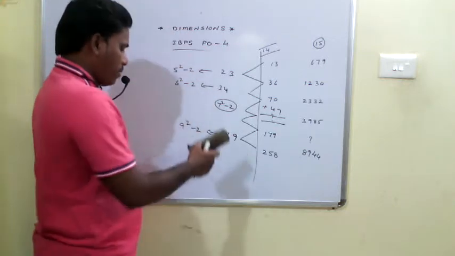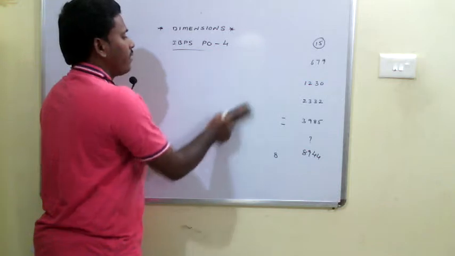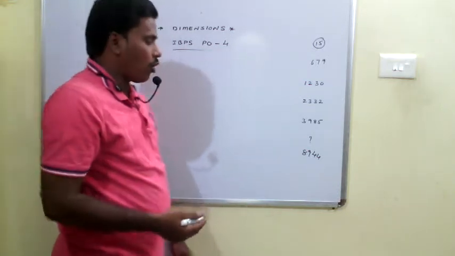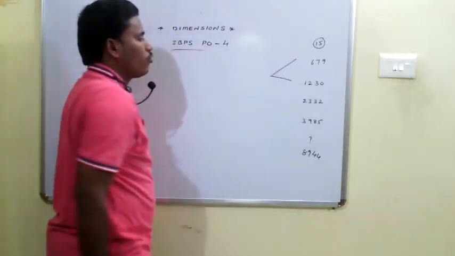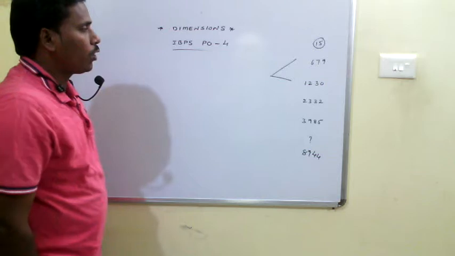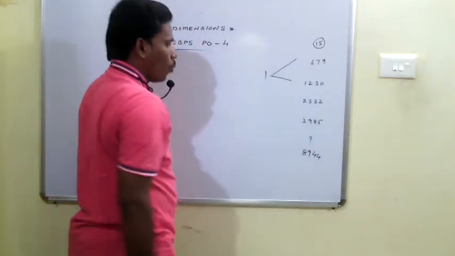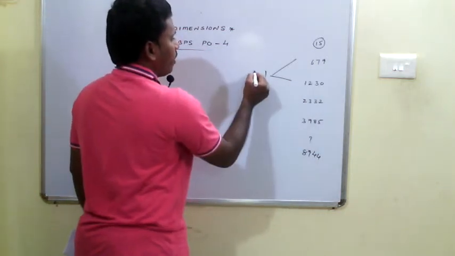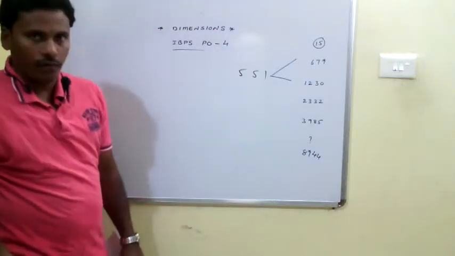Okay. Whereas coming to the 15th one, that is given like 679, 1230, 2332, 3985, and then the missing term along with 8954. Again, check the differences. The difference between these two values, 679 and 1230. If you take the difference, this is 10 minus 9 is 1, and this will be 2. So 12 minus 7 is 5, and 11 minus 6 is 5. The difference value is 551.